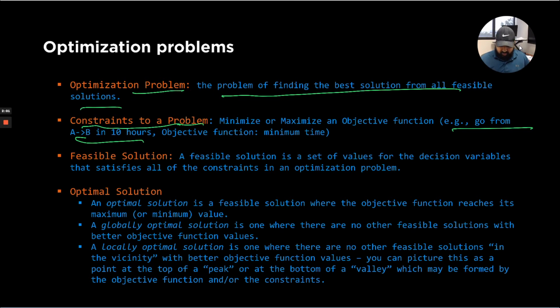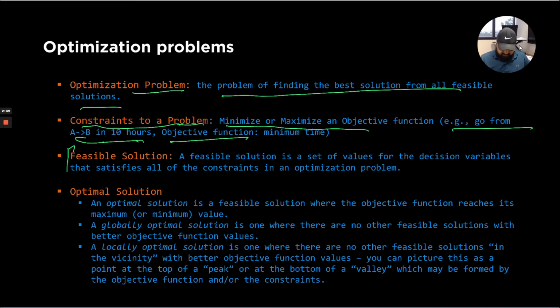Whenever we are adding constraints to a problem, these constraints will either allow you to minimize or maximize an objective function. There's a direct relationship between a constraint and an objective function. Let's say we specify that a person needs to go from A to B in 10 hours. Our objective function inherently is essentially to minimize the time so that a person can go from point A to point B.